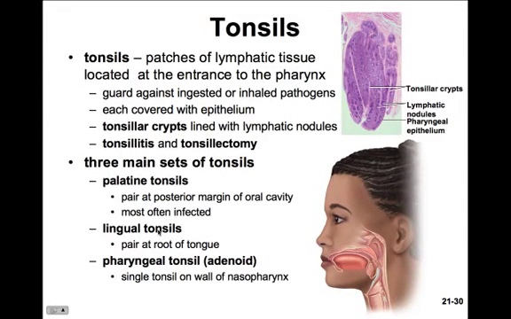Now we move on to look at the tonsils. Tonsils are patches of lymphatic tissue that are located at the entrance to the pharynx. They guard against ingested and inhaled pathogens.